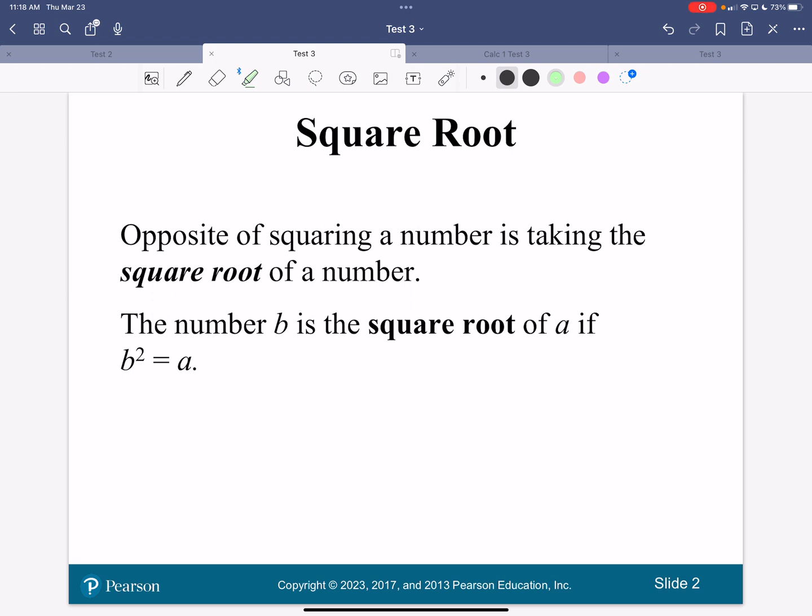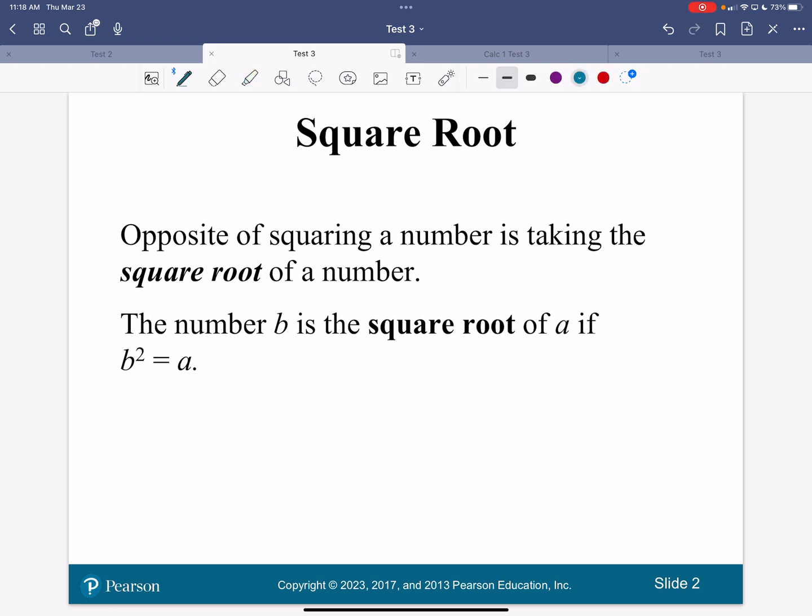The opposite of squaring a number is taking the square root of a number. The number b is the square root of a if b squared equals a. So let's do a few of these.